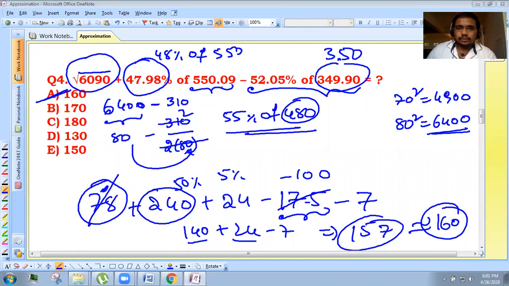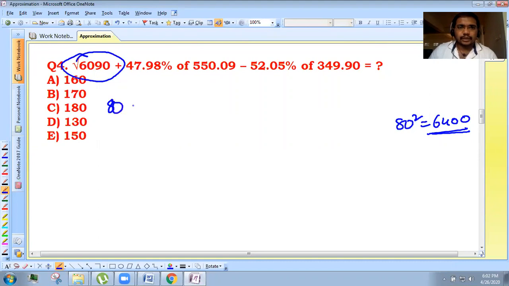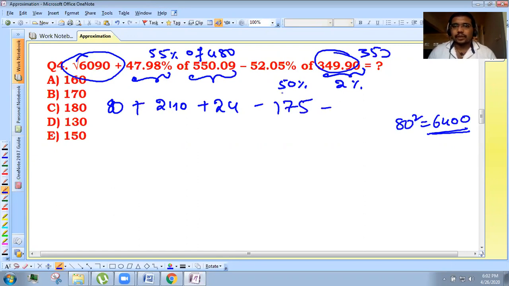So here, I'm explaining it to you again. Under root 6090, it won't make any difference. That means we are taking 80 plus. This is 48% of 550, but what we are taking is 55% of 480. That is 240 plus 24 minus. This is 50%, and 2% we are calculating in 350. So 50% is 175 and 2%, because this value is 50% plus 2%, so minus 50 minus 2. So here 2% is 7.